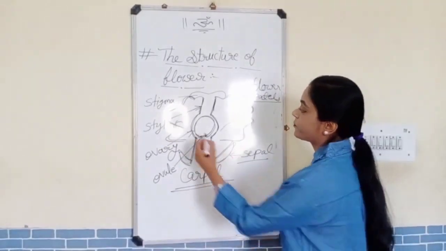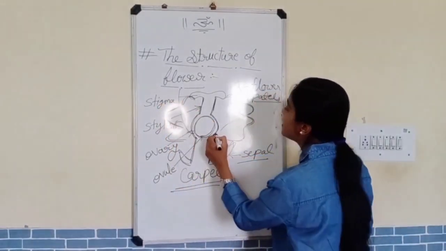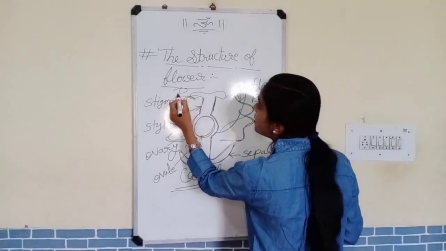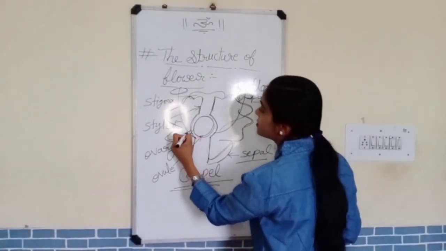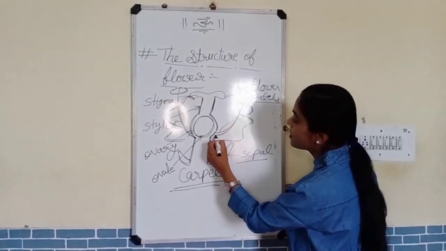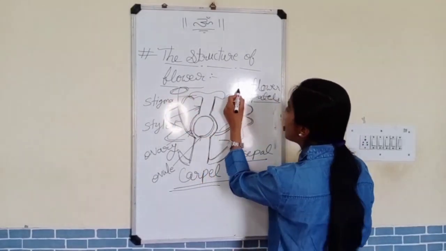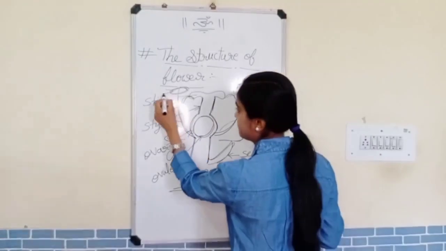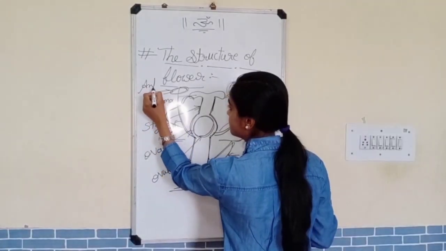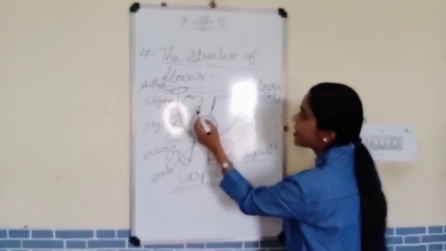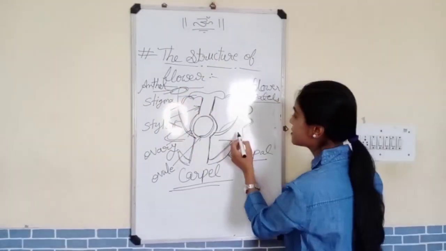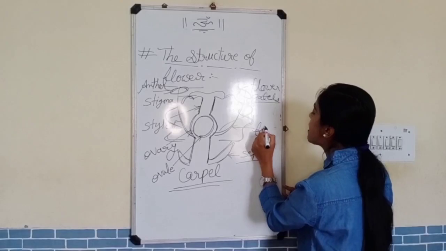Now, draw some filaments, upper anthers. We have drawn some filaments. Upper of them, there are anthers situated. Okay, these are called filaments.